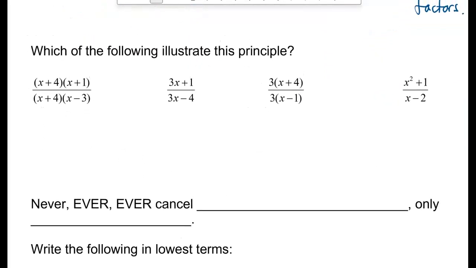Okay. So let's think about that right now. Looking at the following first fraction. The quantity x plus 4 times the quantity x plus 1, all over the quantity x plus 4 times the quantity x minus 3. Can that fraction simplify? What comes out? The x plus 4, because they're common factors. So really, anything divided by itself is what lovely number? 1.